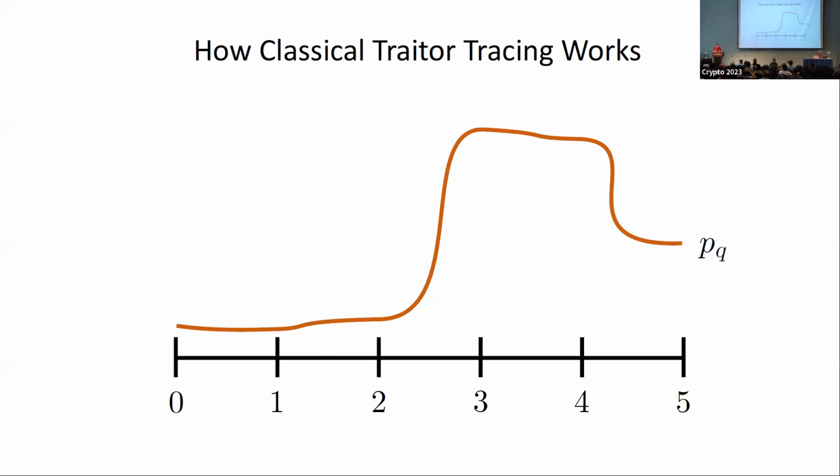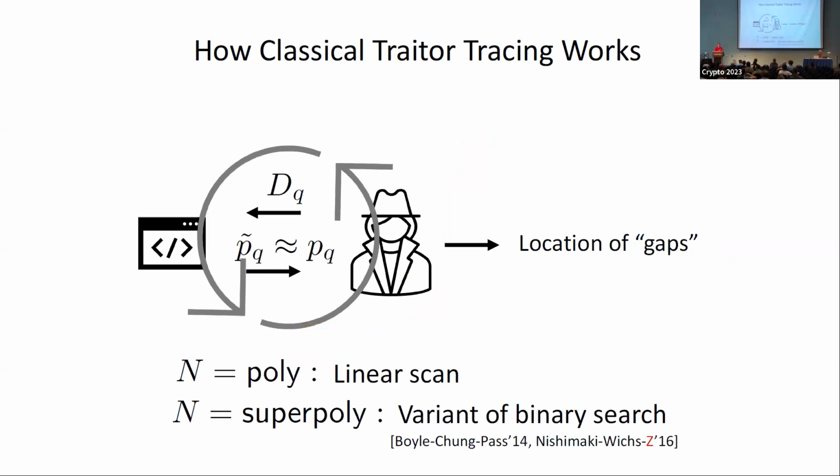So what you end up getting is this kind of graph of P sub q relative to q. Where you have an honest user, the graph must stay relatively constant. The only place where it's allowed to deviate is just to the left of any of the malicious users. And that's who we're trying to find. So the way classical traitor tracing typically works is it's looking for these gaps in the success probability. The tracing algorithm will query the decoder on ciphertext distributions, see its success probability, and look for these gaps. In the case where n is polynomial, you can just do a linear scan, and it's really easy to find where the gaps are.